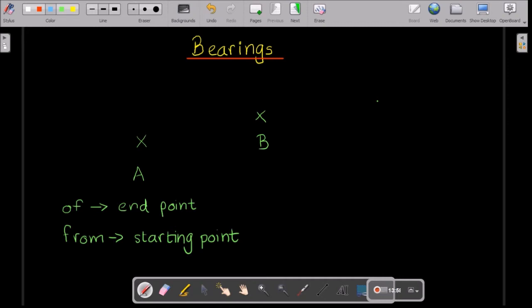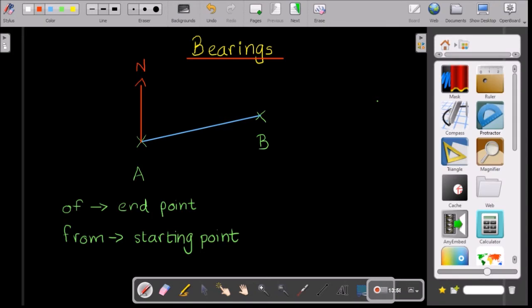So let's get started on this particular question. I need to find the bearing of B from A. To do that, I need to connect AB with a line. That's the first thing I'll do. After that, I need to draw a north line from A, a line facing the north, and I label it with a capital N to show that it's the north line.